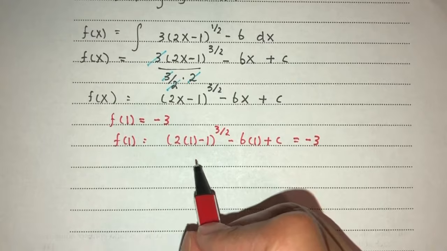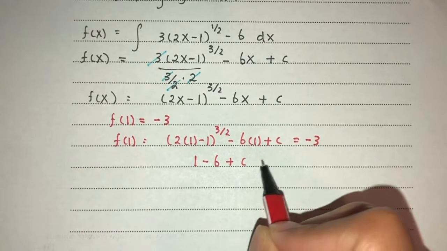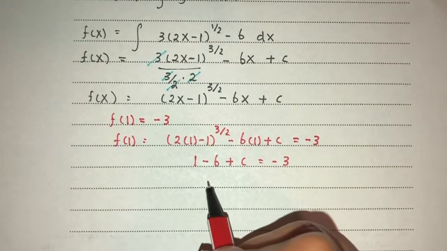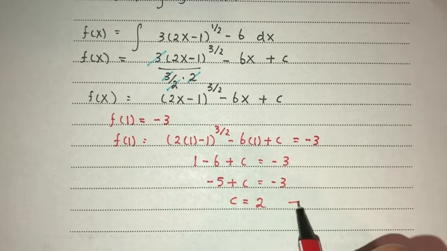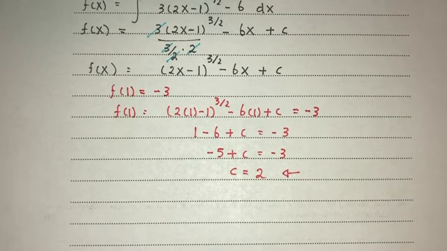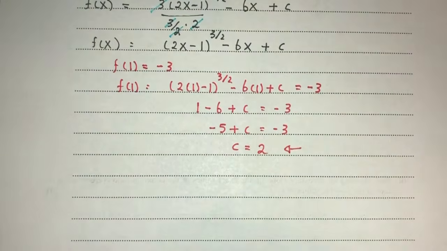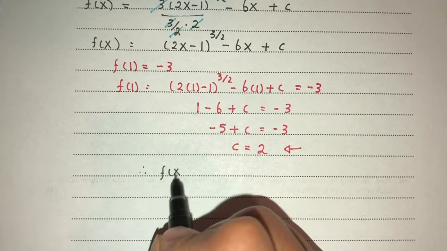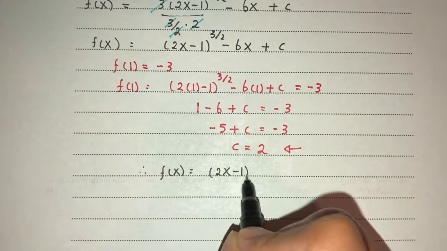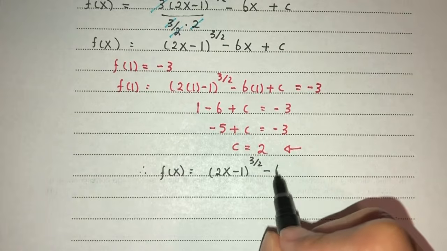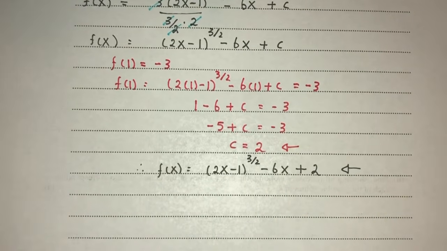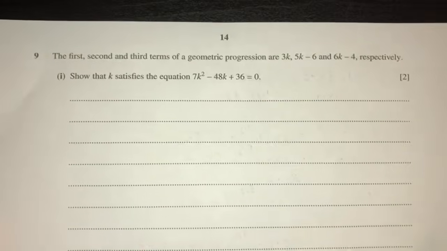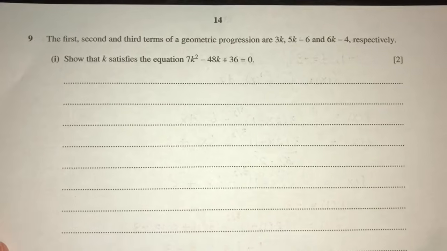That will be 2 minus 1 is 1, so that will be 1 minus 6 plus c equal to minus 3. 1 minus 6 will be minus 5, plus c equal to minus 3. c will be 2. So when you find the value of c, you can replace it back in your equation to find f of x. Now f of x is actually equal to (2x minus 1) to the power 3 over 2, minus 6x, plus the value of c. And that will be your equation of f of x. That is your question number 8. Now let's move on to question number 9.